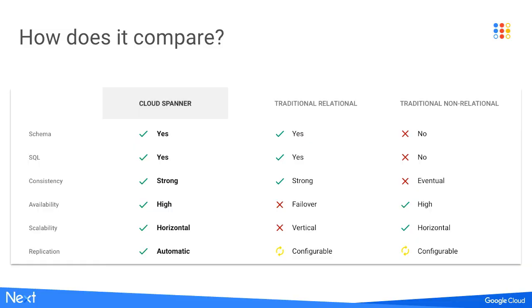So Dominic, you just said a bunch of words. What does that mean? How does that compare to other solutions? So if you compare it to a traditional relational database, so a traditional RDBMS, we have strong schemas. We have SQL schemas and querying. We have strong consistency. We have high availability.